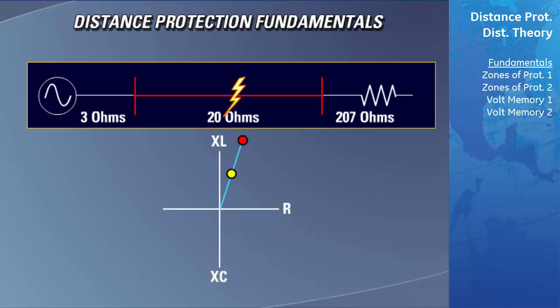Now the impedance point will fall along the line drawn from the origin to the impedance of the entire transmission line. Since we know that the distance to the fault is actually closer than the length of the entire transmission line, it is in the zone that we are protecting. Therefore, we can send the signal to trip the breaker and clear the fault.